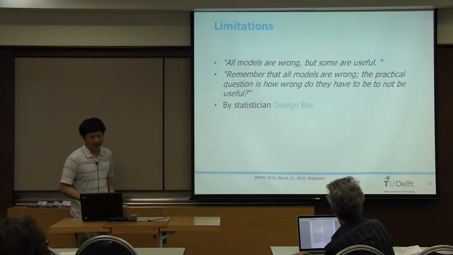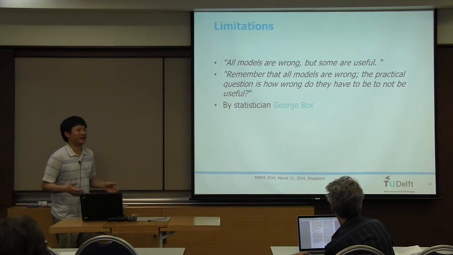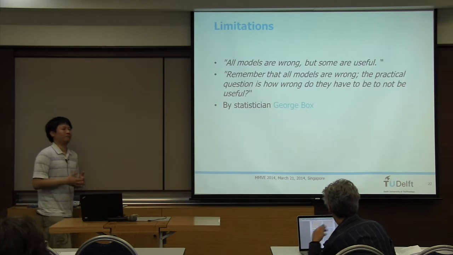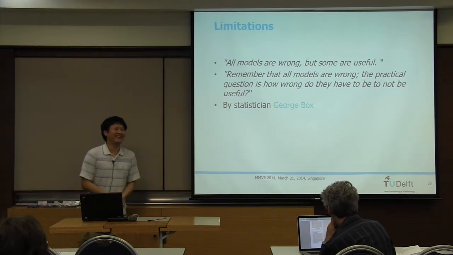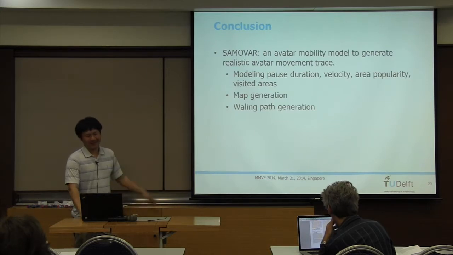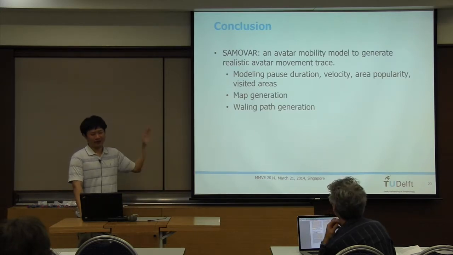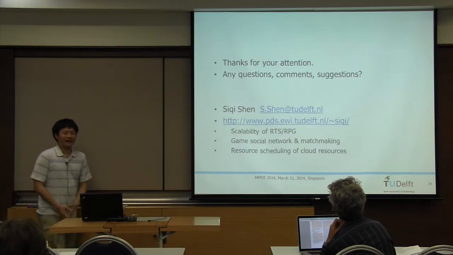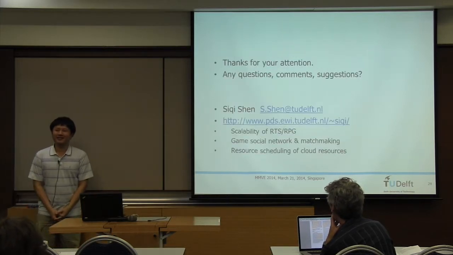Here is something I will share with you: all models are wrong, but some are useful. So I hope that our model is sort of useful. The conclusion is that in some cases, our model can produce realistic traces. Thanks for your attention. Any questions, comments, suggestions?